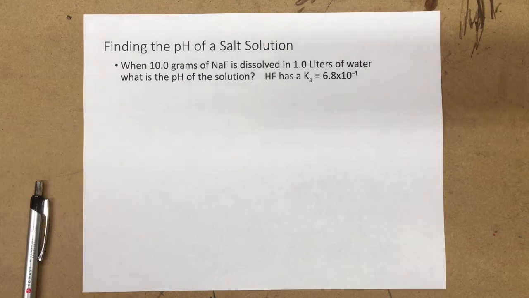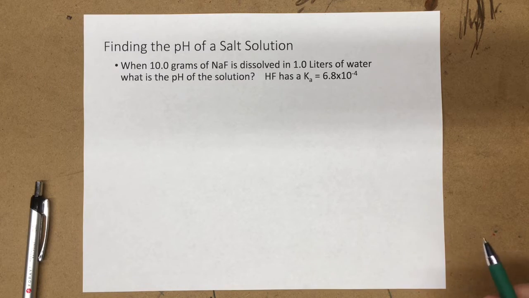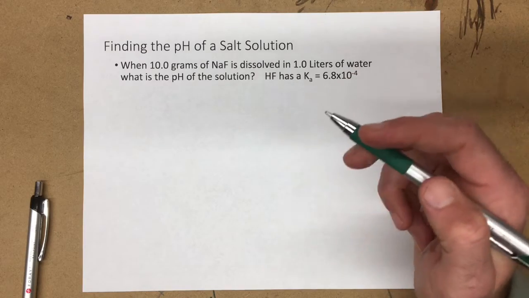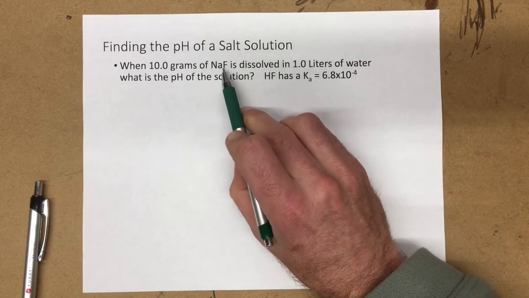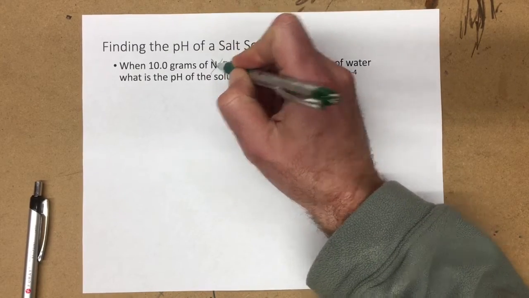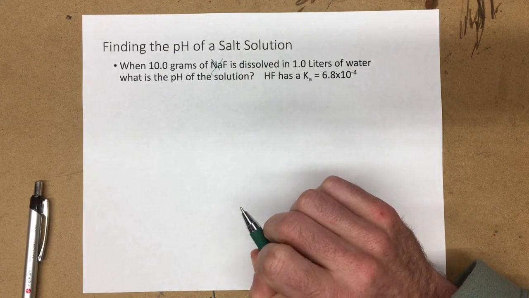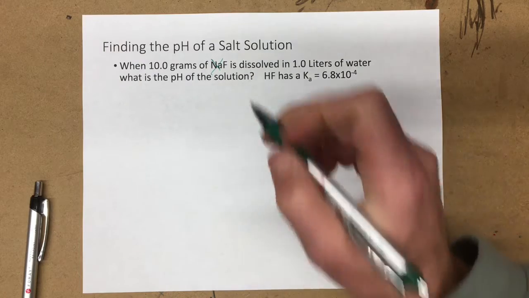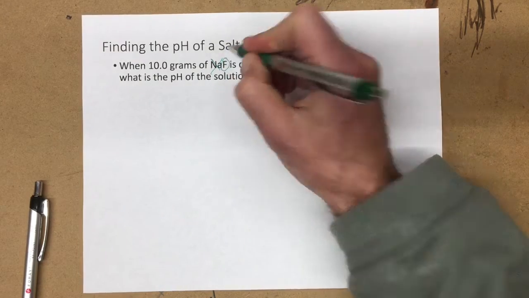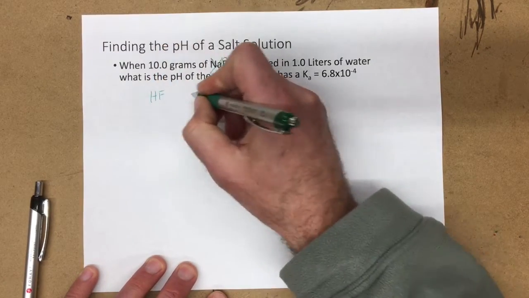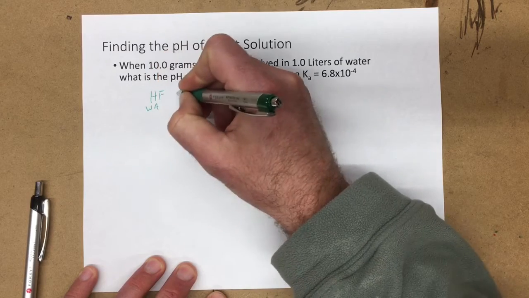All right, so in this video, we're going to be looking at how you find the pH of a salt solution. We already talked about how salts can affect the pH by making them more acidic or more basic. In this case, we're dealing with sodium fluoride. With sodium fluoride, the sodium will have no effect because sodium hydroxide is a strong base, so its conjugate, sodium, will not have any effect on the pH. But the fluoride ion will affect the pH because hydrofluoric acid, HF, is a weak acid.